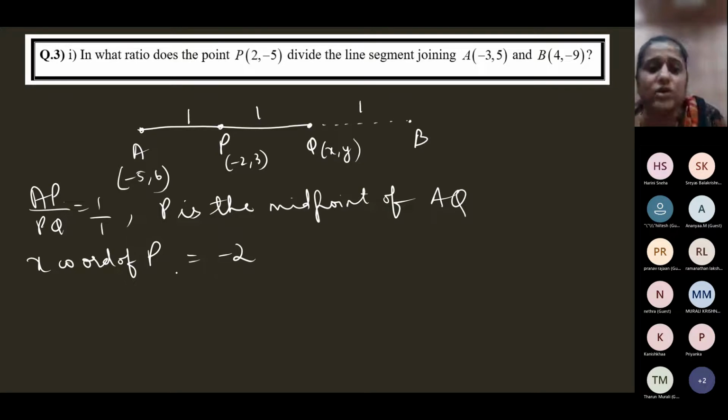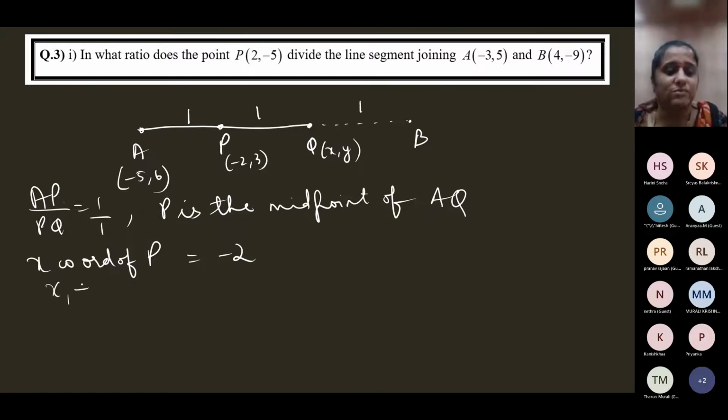Okay, maybe when I work, you will understand. See, the midpoint formula is used to find the coordinates of the midpoint. Here the line segment is AQ and P is the midpoint of AQ. Now the midpoint formula will help us to find the coordinates of P because that's the midpoint. So the X coordinate of P is equal to -2. But how do you find that X coordinate?